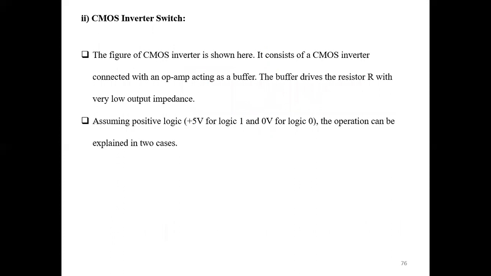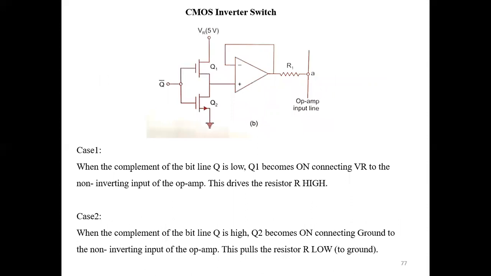So the CMOS inverter switch. The figure of the CMOS inverter shown consists of a CMOS inverter connected with an op-amp acting as a buffer. The buffer drives the resistor with a very low output impedance. So this is the CMOS inverter switch. Case 1, when the complement of the bit line Q is low, Q1 becomes on, connecting VR to the non-inverting input of the amp. This drives the resistance R and I.